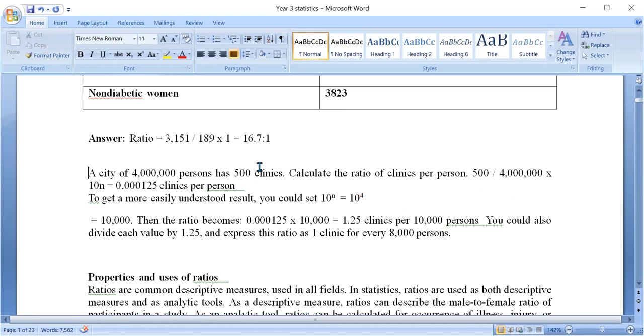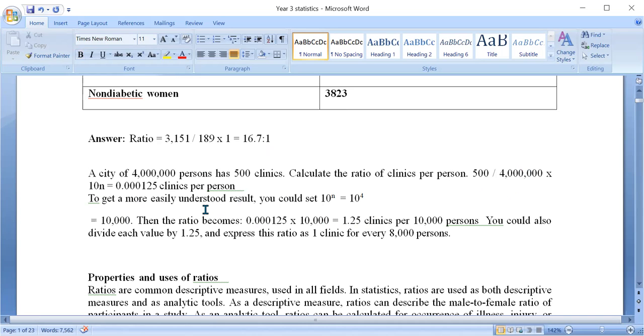So it would be 500 clinics divided by 4 million persons. So by the time you divide, it would be giving you something like 0.00125 clinic per person. So in epidemiology, you can't really explain this because of the decimal places.